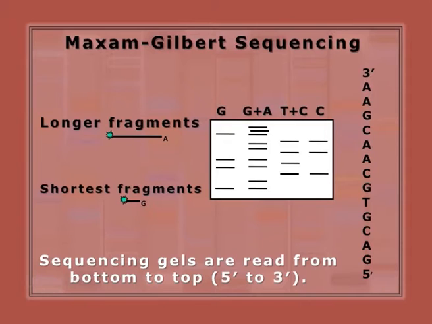And in this way, if we read all these 4 sequences from the bottom to the top, then we can get the DNA sequence in the 5' to 3' direction.